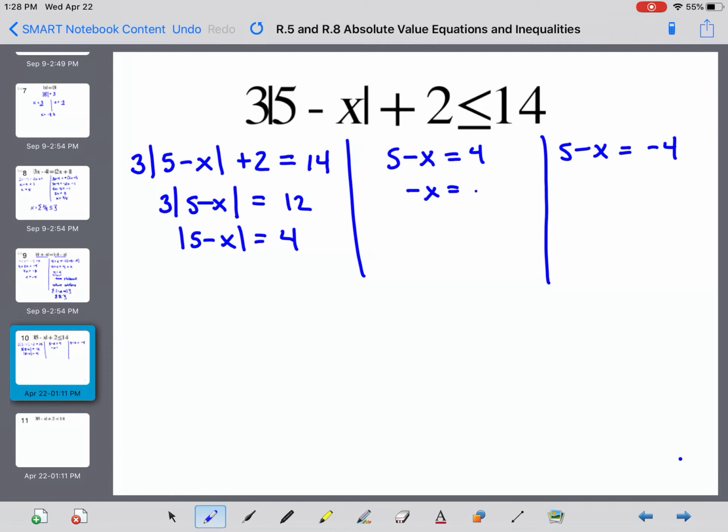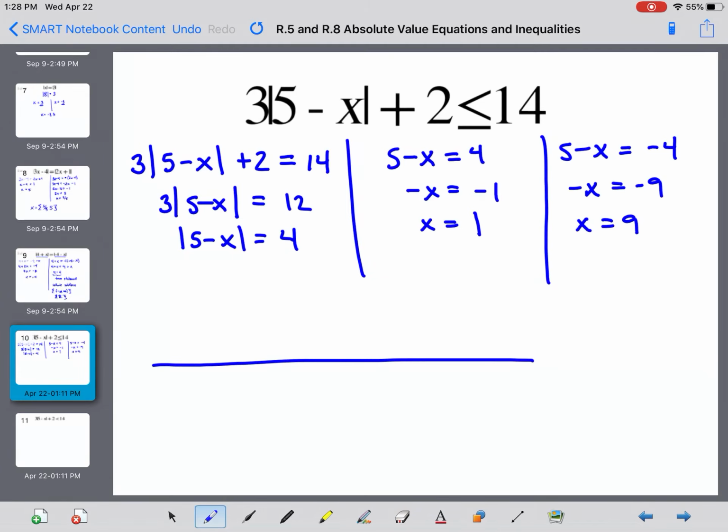So let's go ahead and take away 5 from both sides. And then we'll multiply or divide both sides by that -1. And on the other side, let's take away the 5, and then again multiply or divide both sides by that -1. So 1 and 9 are going to be these critical values here for me. So on my number line, I'm going to locate the points 1 and 9.